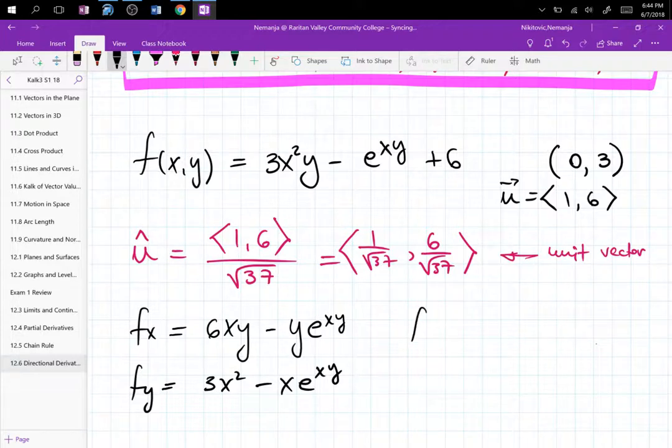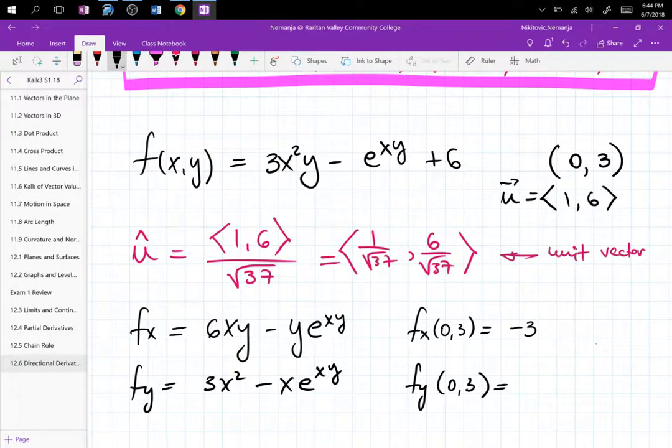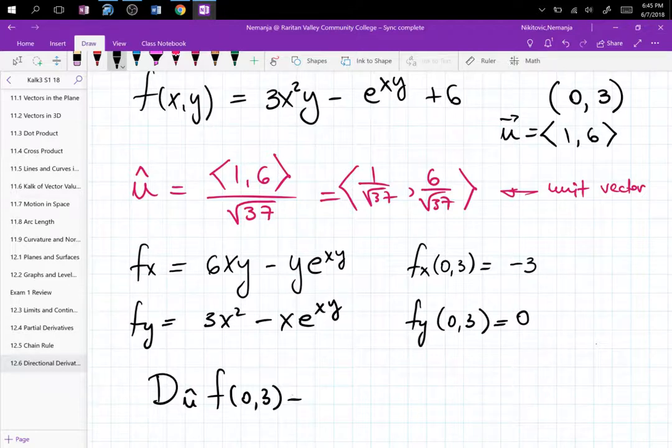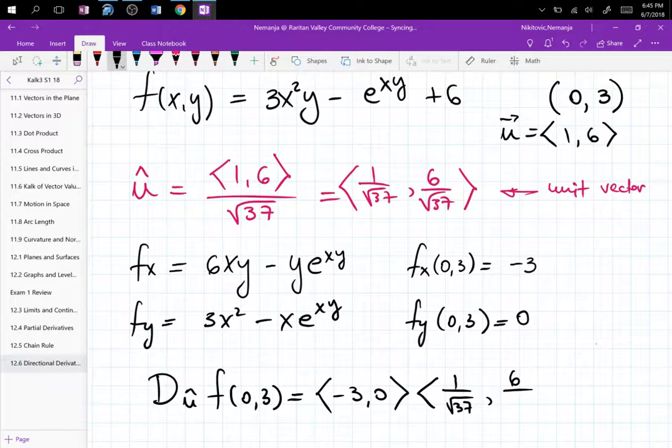So fx at 0, 3, 0 will kill the first term, and then all I'm going to have is negative 3 e to the 0. It's just negative 3, right? Yeah, e to the 0 is 1. Very good. And now fy at 0, 3 is 0, because x is 0 and kills both terms. So now, what do I have? Directional derivative in respect to u of f at 0, 3 is going to be vector negative 3, 0 dotted into the vector 1 over root 37, 6 over root 37.